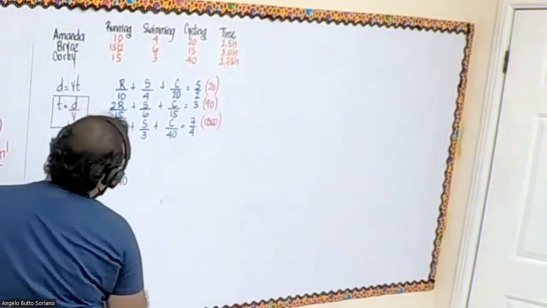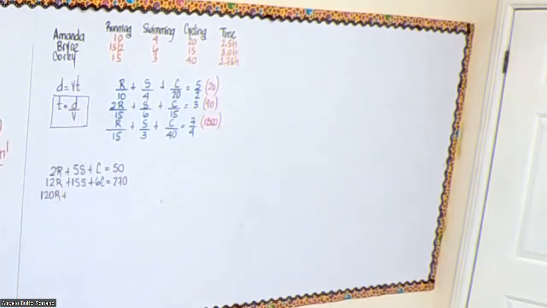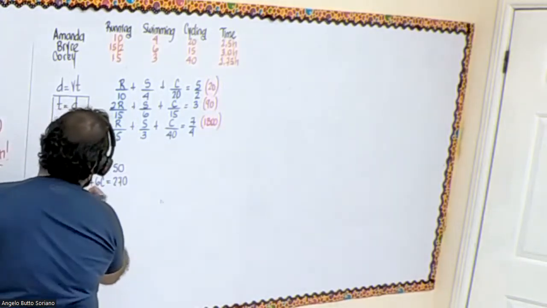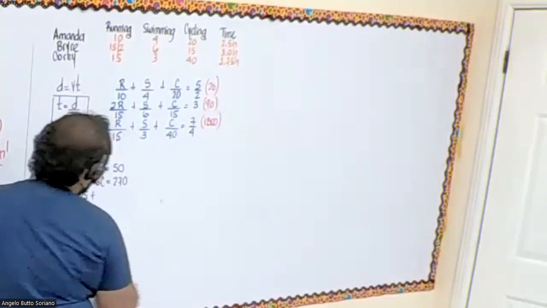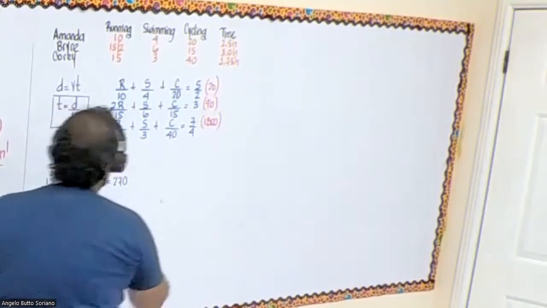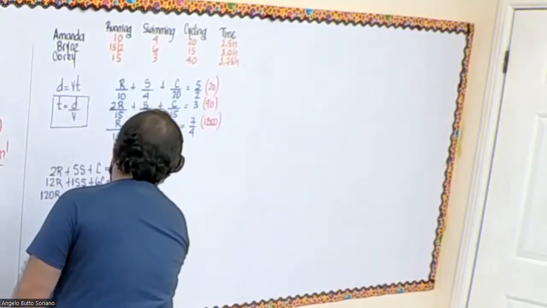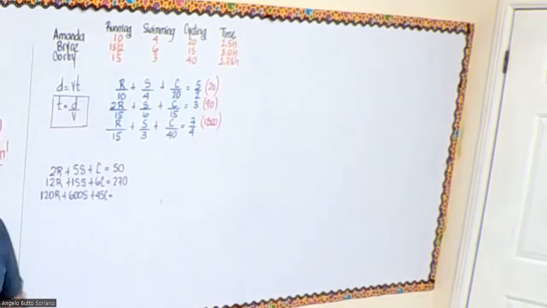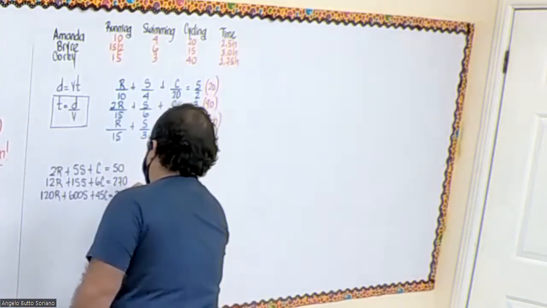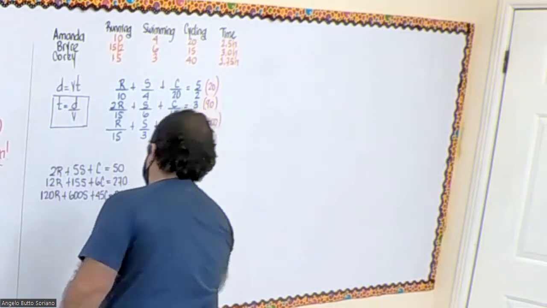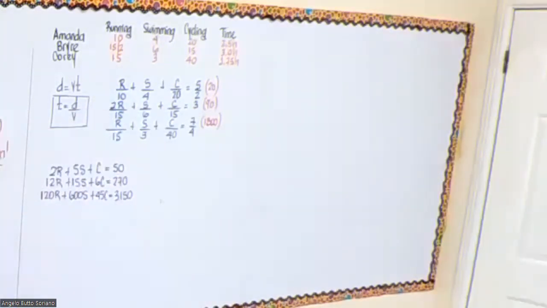The other one will be 600s, right? Plus the last one, 45c, equals 3150. Okay. I know those numbers are a little bit longer, but it will be easier for us to solve with whole numbers than with fractions.